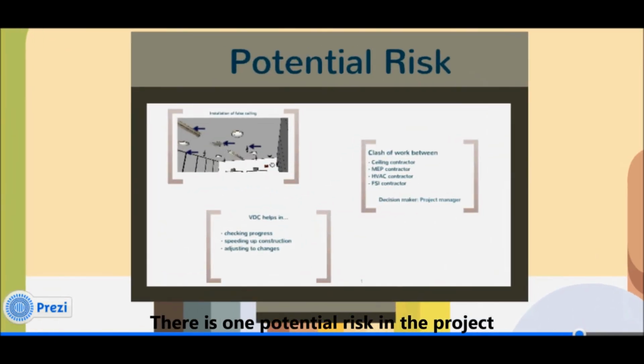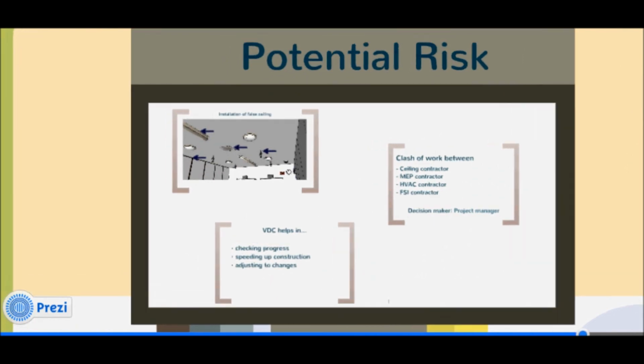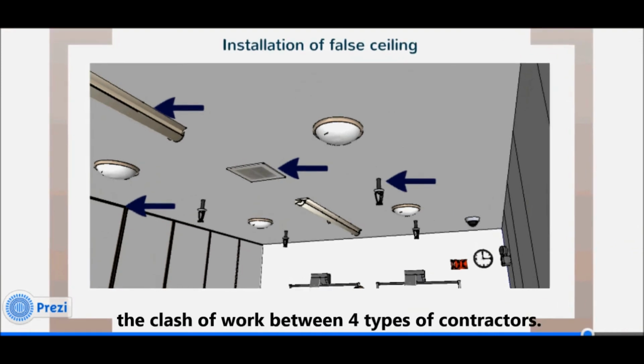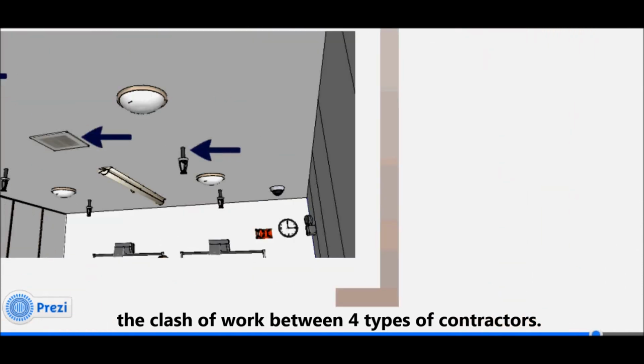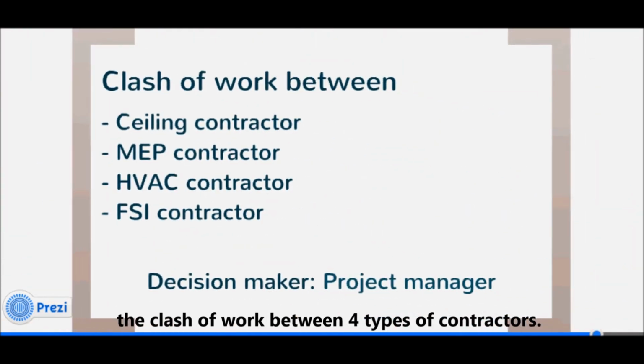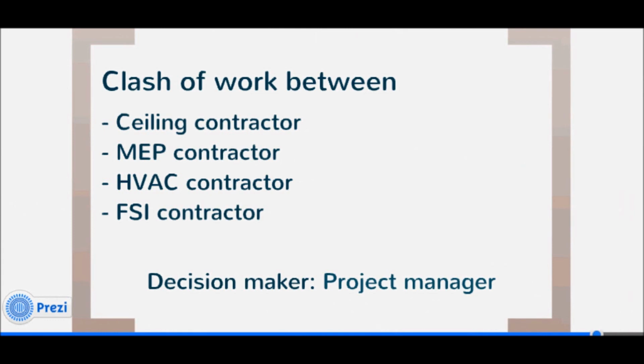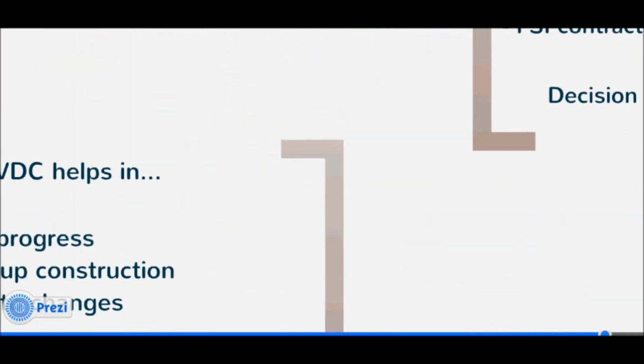There is one potential risk in the project. The clash of work between 4 types of contractors, which are the ceiling contractor, MEP contractor, HVAC contractor, and FSI contractor, and project manager will become the decision maker.